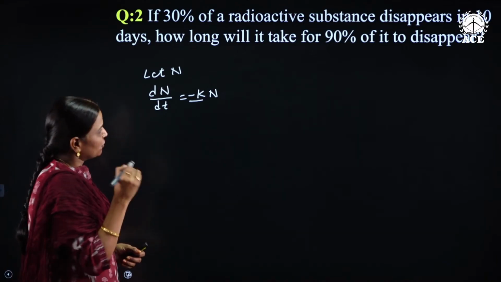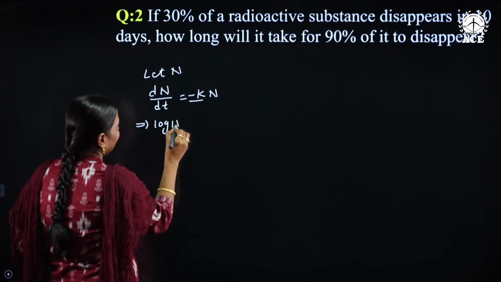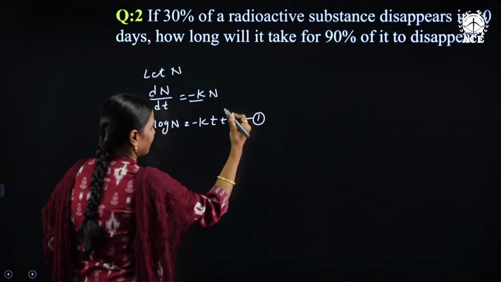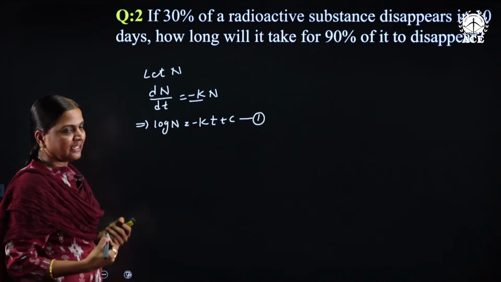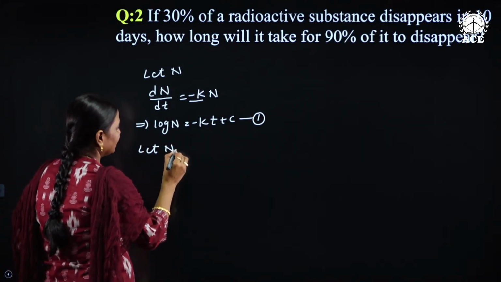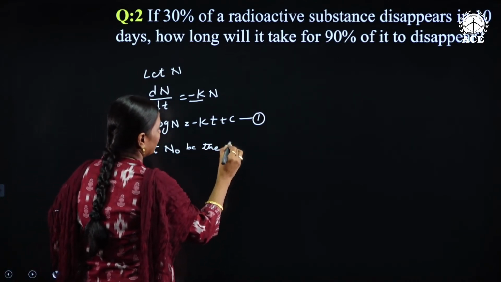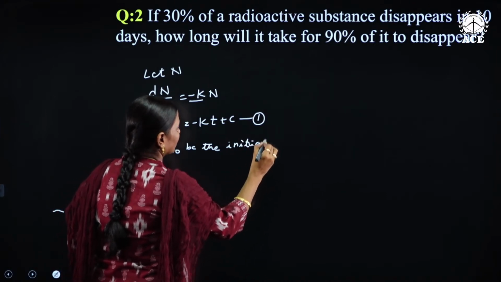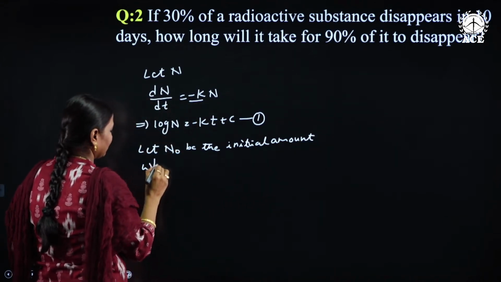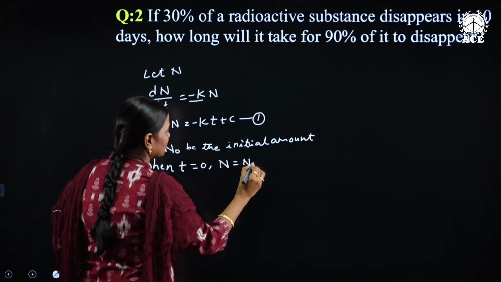But what is the initial amount? We don't know it. First solve this equation. So we write this equation as log N is equal to minus K into T plus C. Consider this as equation 1. Next, how to write the given data in a proper order. Let N naught be the initial amount of the substance. That means when T is equal to 0, N is equal to N naught.